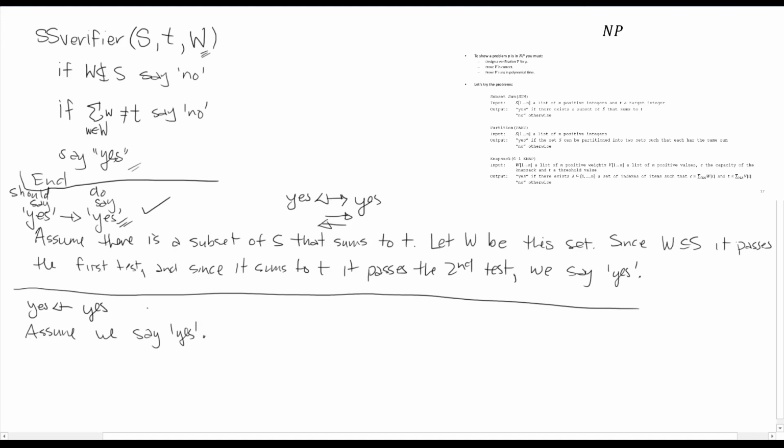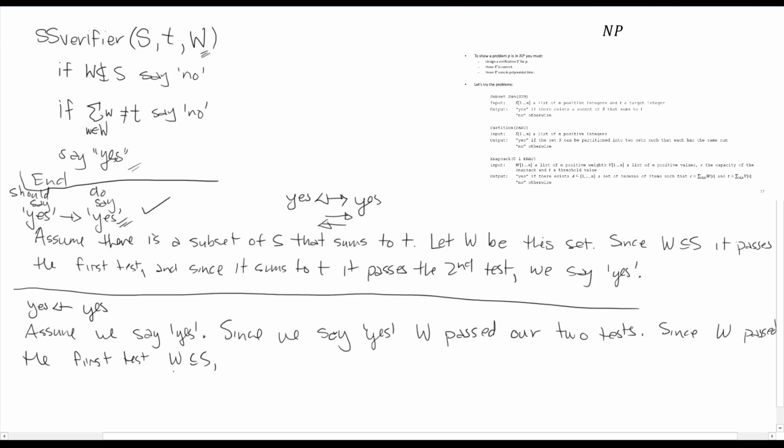Now, I tend to find this reasoning a little bit backwards because we go backwards. Sometimes I feel that this is a little counterintuitive, and I like to do the other branch, but I'll show you that one in a second. Let's follow through on this one here. So assume we say yes. Since we say yes, W passed our two tests. Let's do the reverse argument of what we have up above here. Since W passed the first test, W is a subset of S, and since W sums to T, S must have a subset that sums to T.